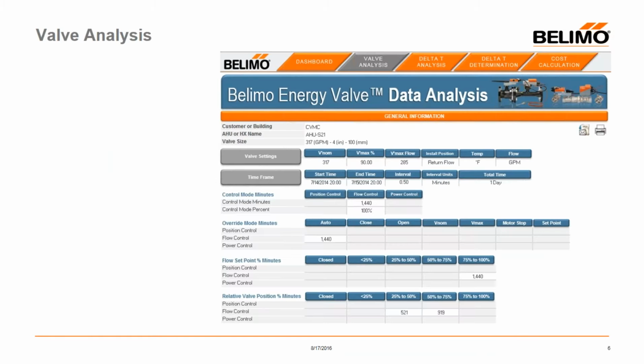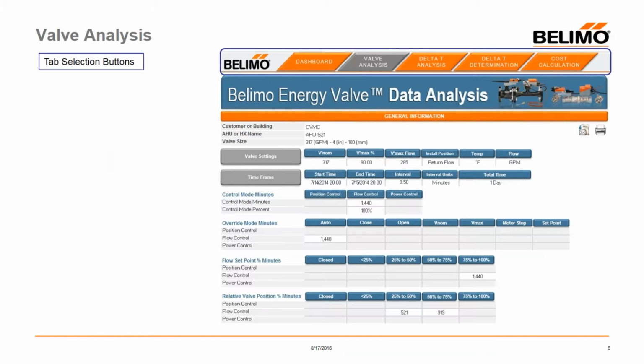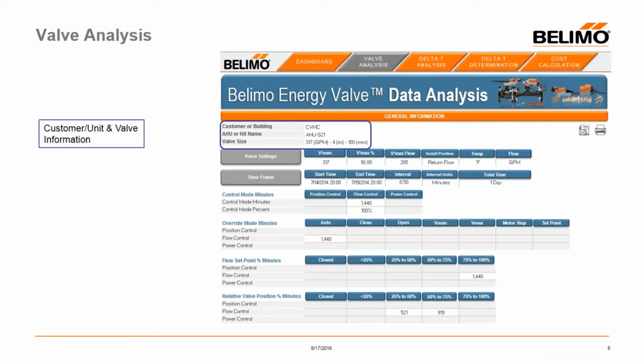The next tab is called the Valve Analysis tab. Again, we start off with the dashboard on the top of the screen, which allows you to easily navigate between the different tabs. We display that customer name, air handler unit number, and flow rates for the valve so that you have in front of you exactly what it is that you're working with.